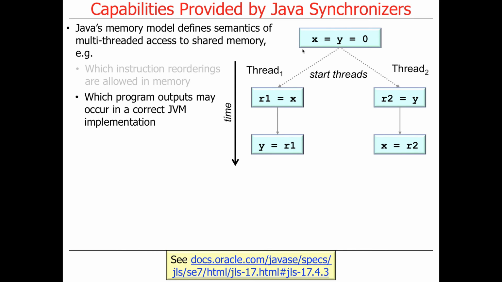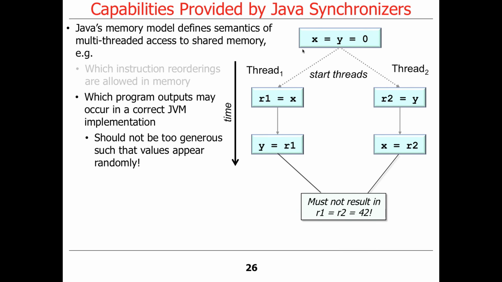Another thing that a virtual machine or the underlying system can do is have program outputs occur in different orders and different ways. So here's an example of this. This is, again, very similar to what we had before. In this case, we're going to store the value of x into a register, the value of y into a register, and then we're going to go ahead and get the values out and so on. And the memory model doesn't allow arbitrary things to happen under these circumstances.